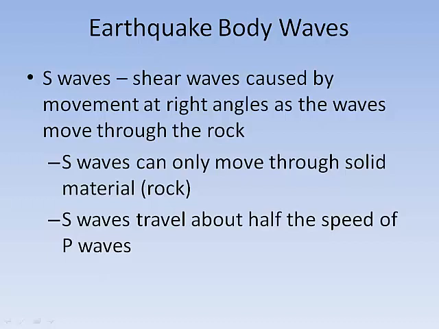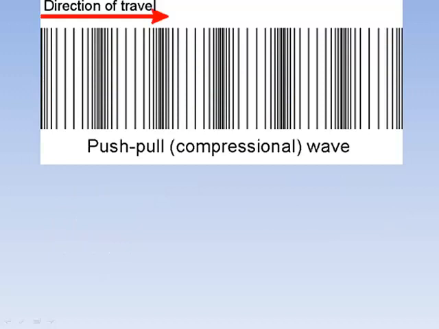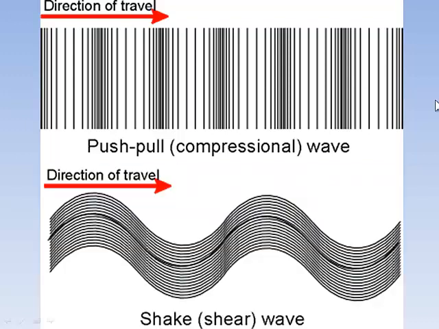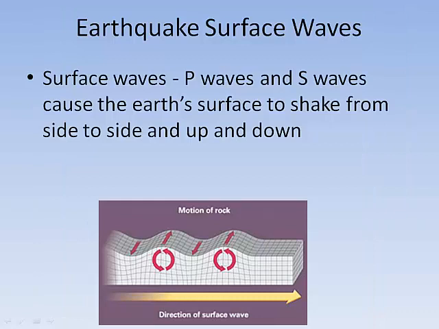They're much slower. So if we looked at this diagram, this would be what a P wave would look like. There would be a compression in the rock, and then it would stretch out. Compression, stretch out. Compression, stretch out. S waves, or shear waves, move at right angles to the direction of movement of the wave. All right, so we've talked about P waves and S waves.